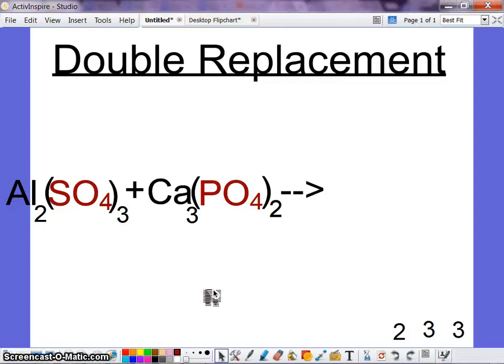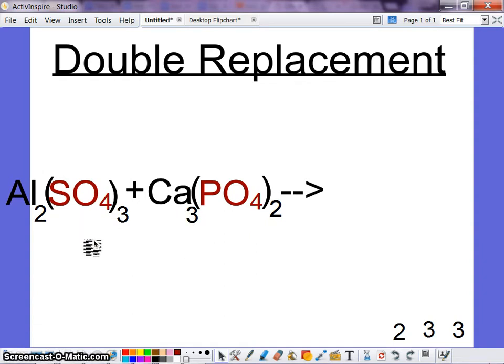This is another example of a double replacement reaction. This one looks more complicated, but once you have the basic concept, they are all the same. In a double replacement reaction, you will always spot two compounds as reactants. In this case, I have aluminum sulfate reacting with calcium phosphate.